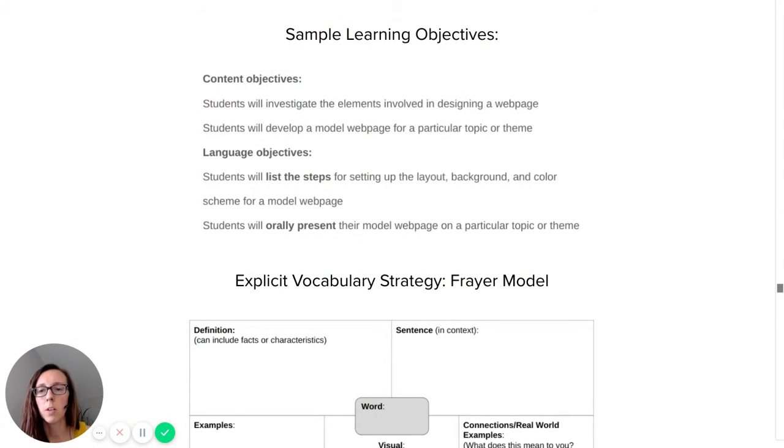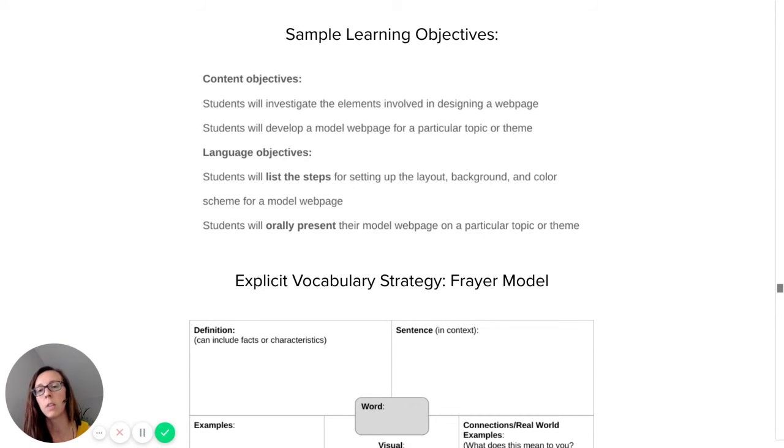So here are some content and language objectives, just to give you a little bit of an idea of what those can look like. So the content objectives are things like students will investigate the elements involved in designing a web page, and they'll develop a model web page for a particular topic or theme. Those are content objectives. Those are things you're probably really familiar with.